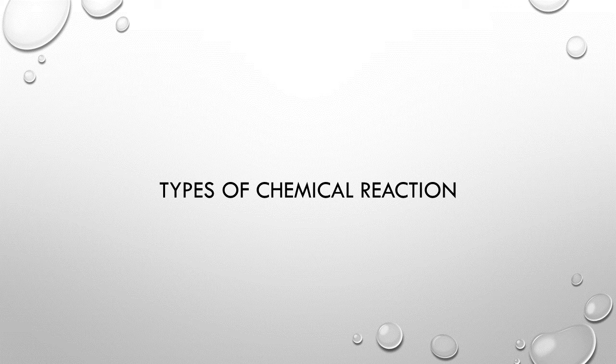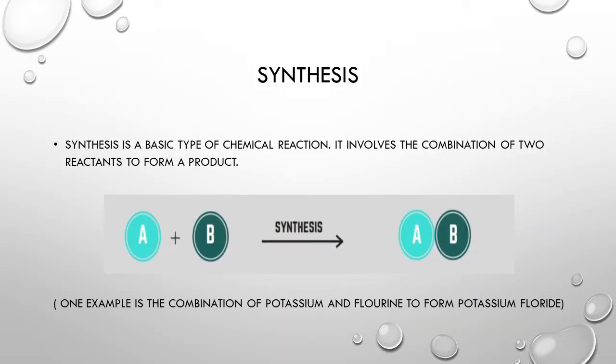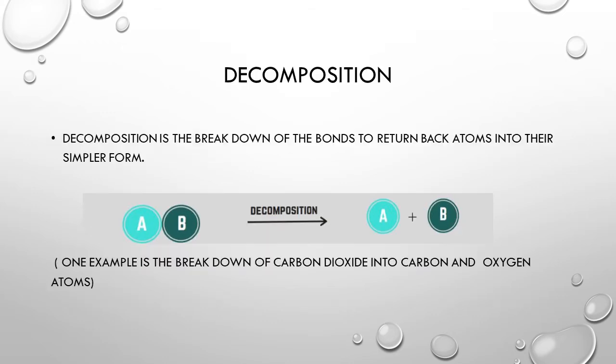Next is the types of chemical reactions. First is synthesis. Synthesis is basically when one substance reacts with another, and one example for this is when potassium reacts with fluorine to form potassium fluoride. Next is decomposition. Decomposition is the breakdown of a substance into two atoms. And one example for this is the breakdown of carbon dioxide into carbon and oxygen atoms.